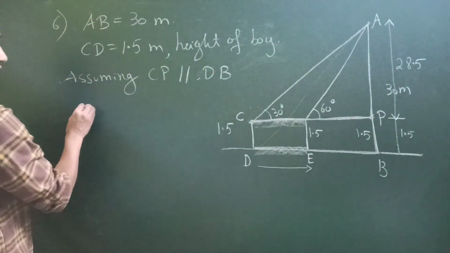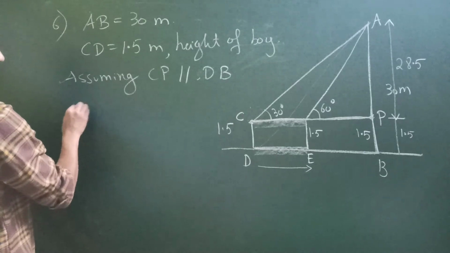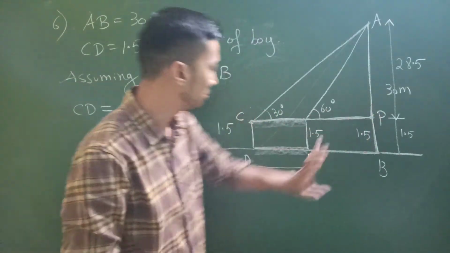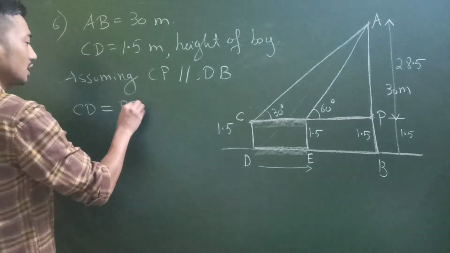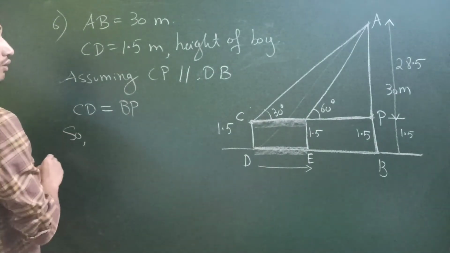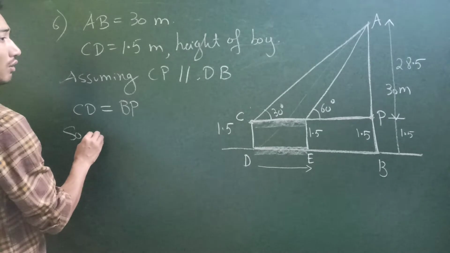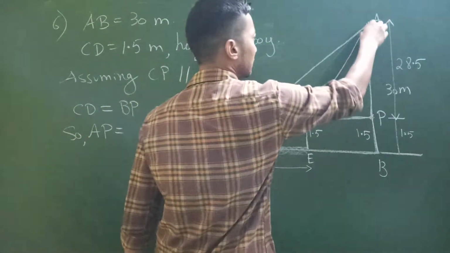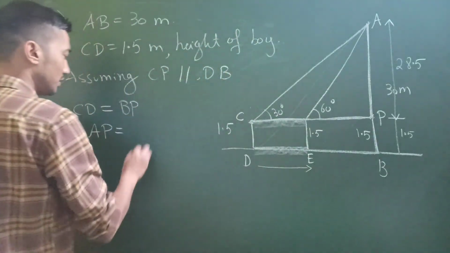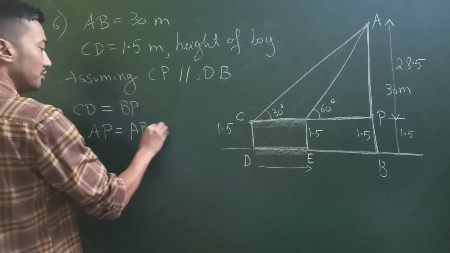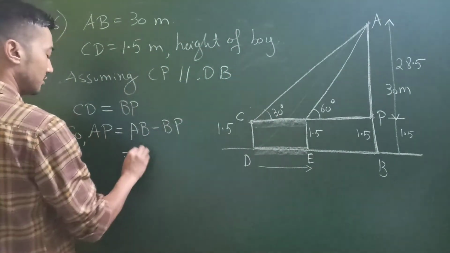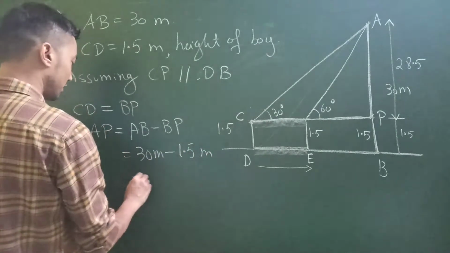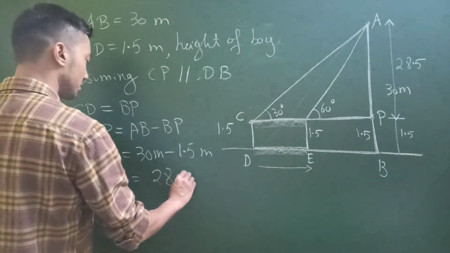So what will happen is CD, I'll just straight write that one, CD will be equal to BP. So AP, this height, AP will be equal to AB minus BP. So that's going to be what? 30 meter minus 1.5 meter. We have already calculated this. That is going to be how much?